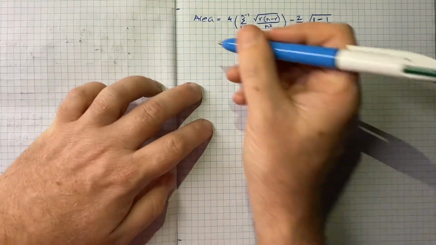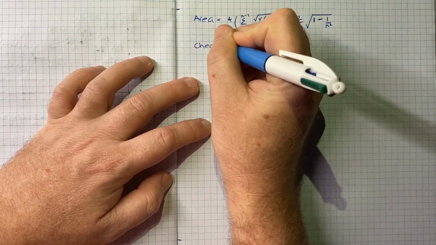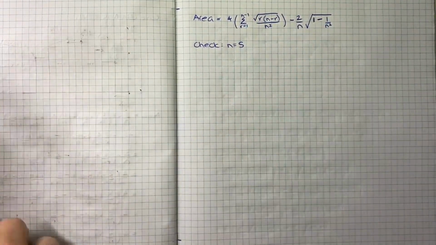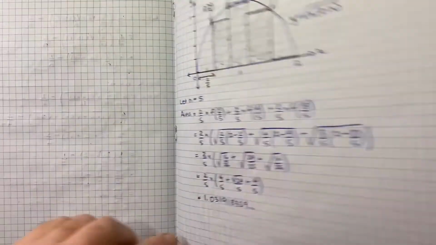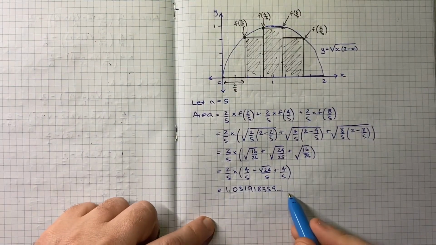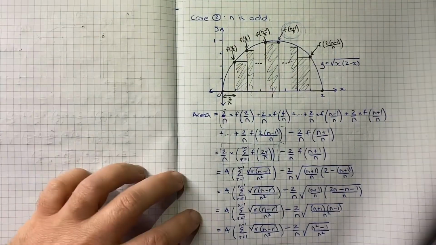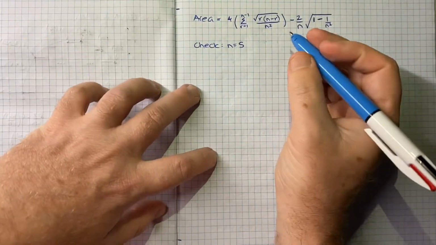Yeah, just like last time, we can do our check. So let's check when n is equal to 5. If I substitute n is equal to 5 in here, do I get this number? Hopefully I do. If I don't, there's probably been a mistake somewhere. So this is the moment of truth.